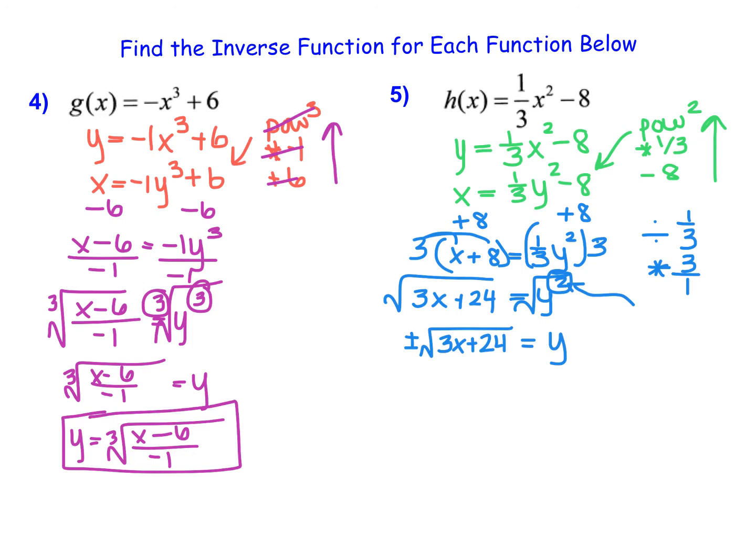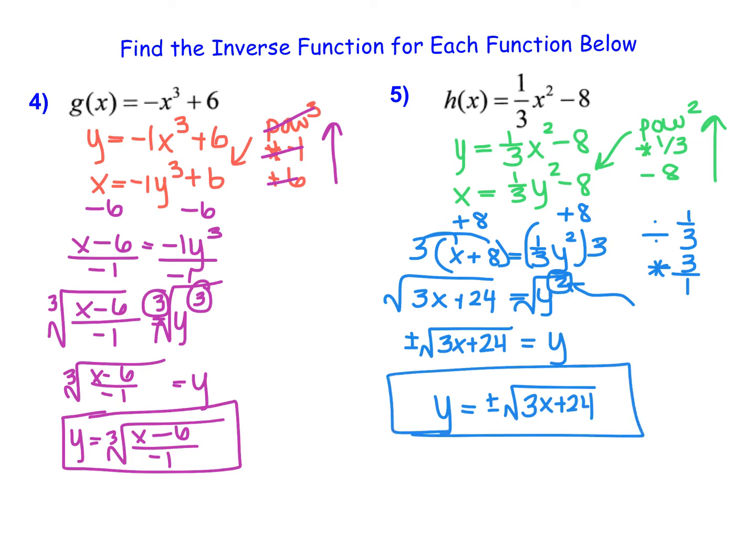So from here, my inverse is going to be y equals plus or minus the square root of 3x plus 24. And again, you'll notice it uses the opposite of all of these functions here, and then they go in the opposite order.